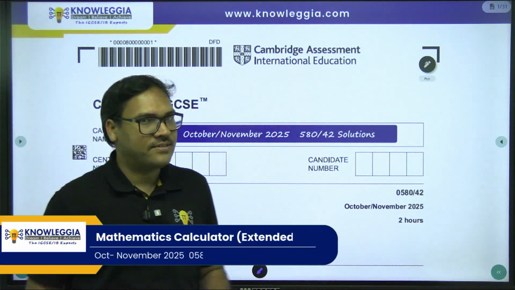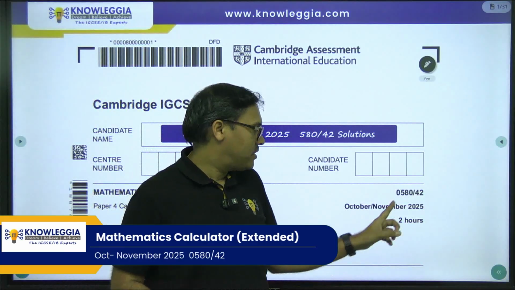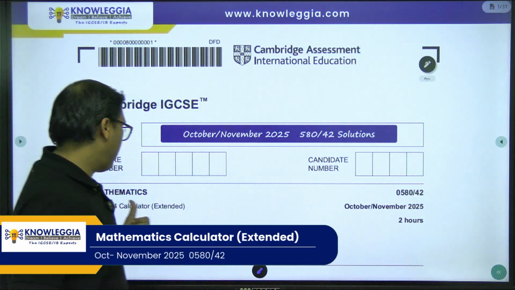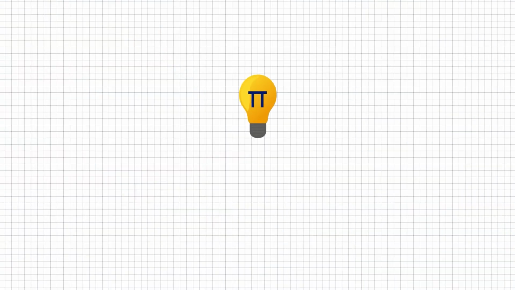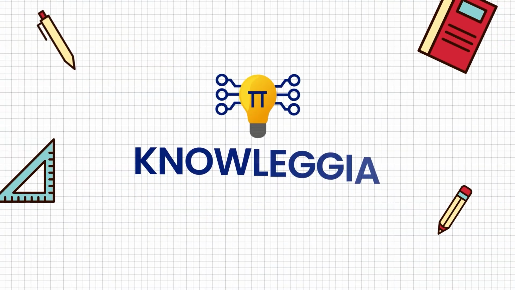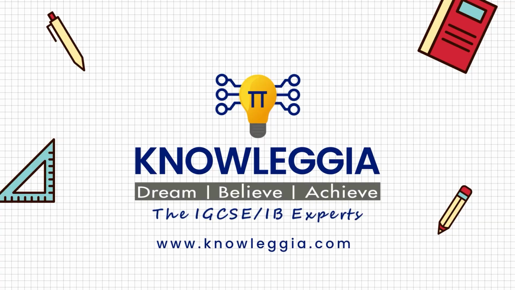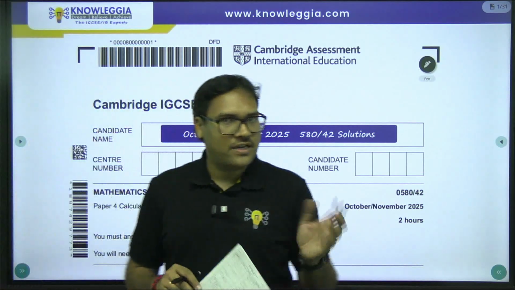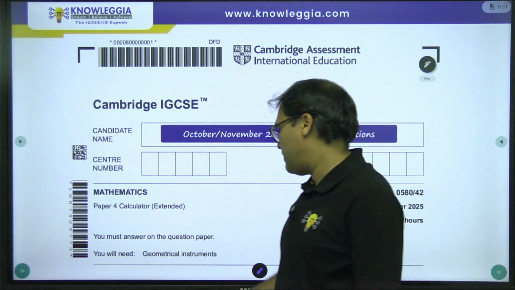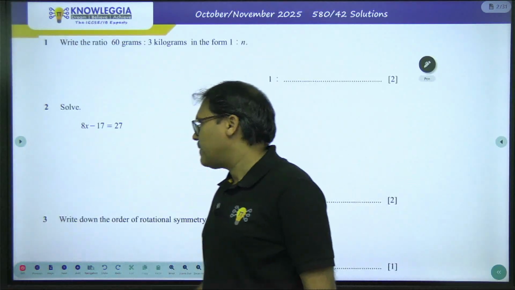So here we are discussing the solutions of the October 2025 paper, and this is the calculator paper, extended. The version is 4.2. So let's start with the first question. I have the answer key, so we'll quickly match the answer and move to the next question.